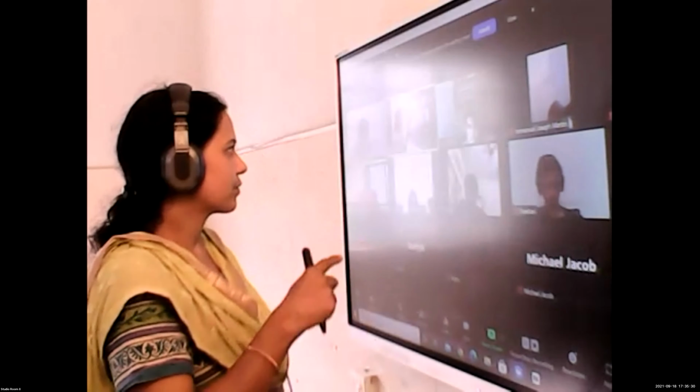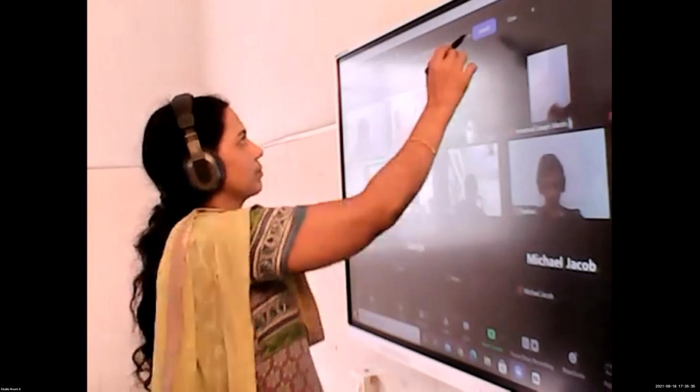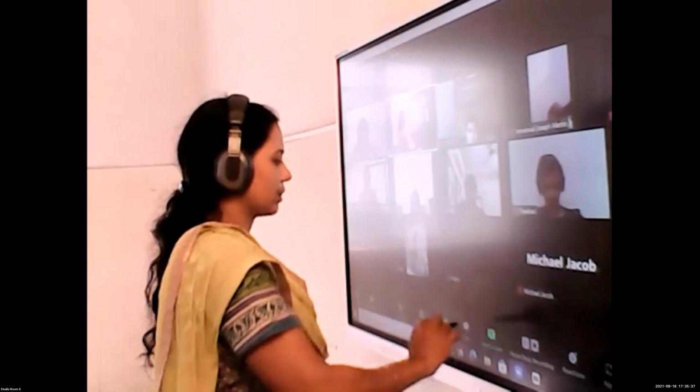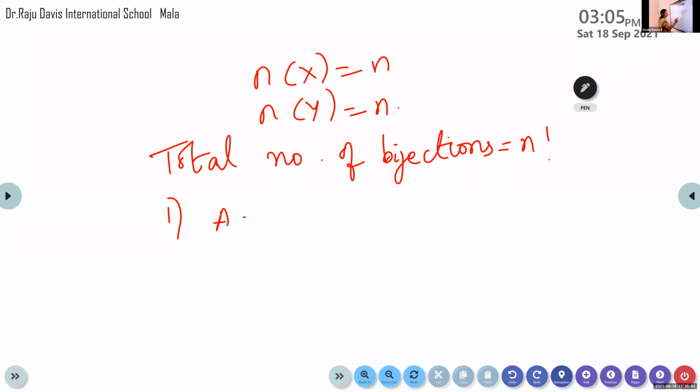Number of bijections from A to A, with A having 3 elements, how many bijections? In our textbook, one example question is there. A is equal to the set {1, 2, 3}. Then how many bijections can be defined? It is 3 factorial, 6. If you go through the example, you might have got this one. Bijections means one-one and onto functions. It is n factorial.